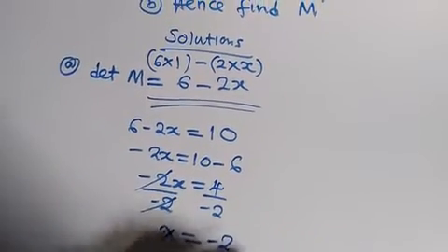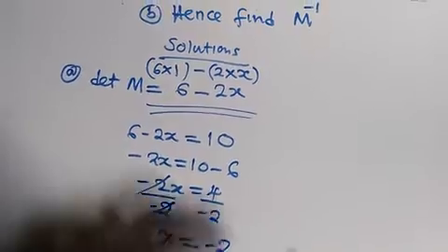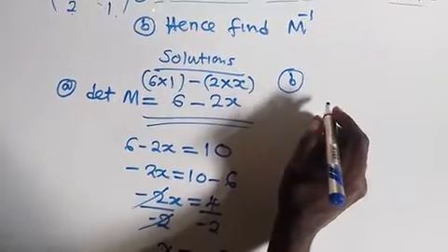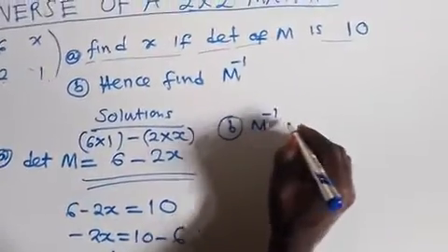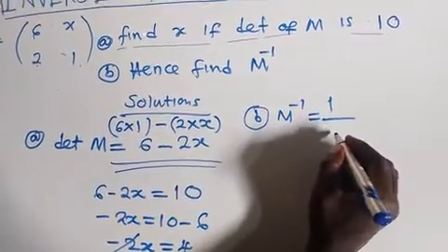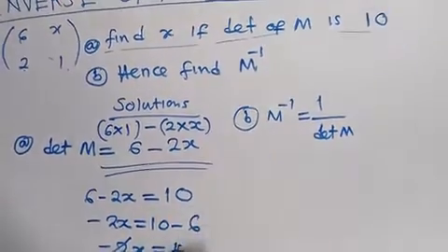Now that you know the value of x, that's when you can go and find the inverse. So B, you are told to find the inverse of this M, which is equal to 1 over the determinant. So you are going to put the determinant there. The determinant of what? M, which is what?